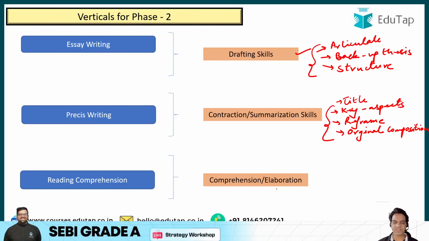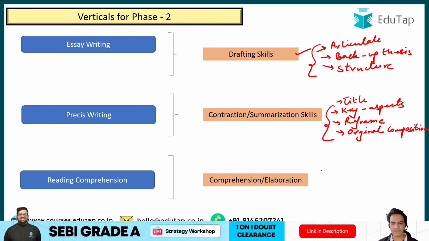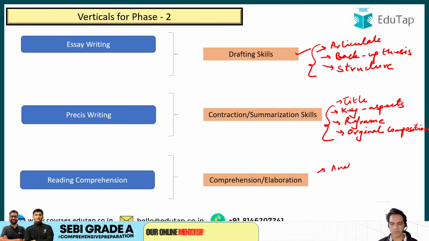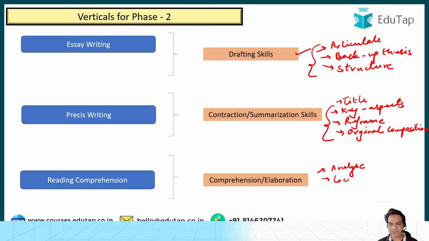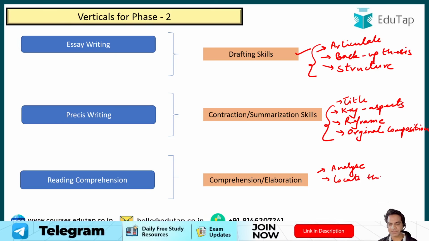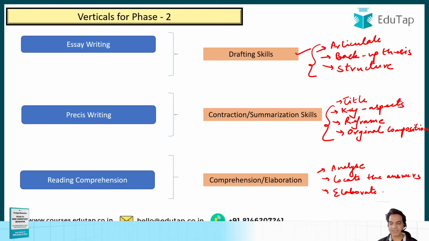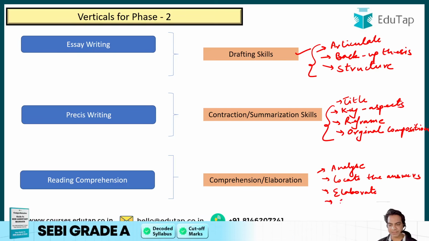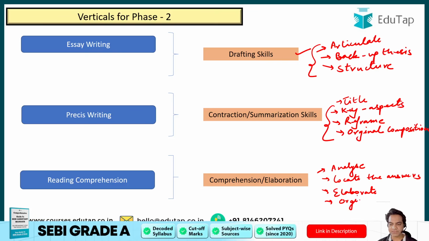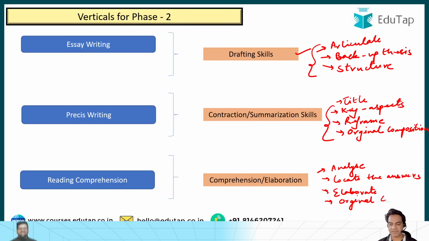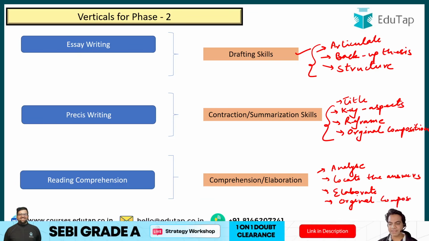And then reading comprehension is about your elaboration skills and your comprehension skills. By comprehension skills, I mean you are able to analyze the whole passage on your own, and then you are able to locate the answers to the questions in the passage. Then you are supposed to elaborate the answers in your own words. Again, it has to be in original composition. You cannot just copy and paste it from the passage itself. So again, you have to write the answers in your own words.